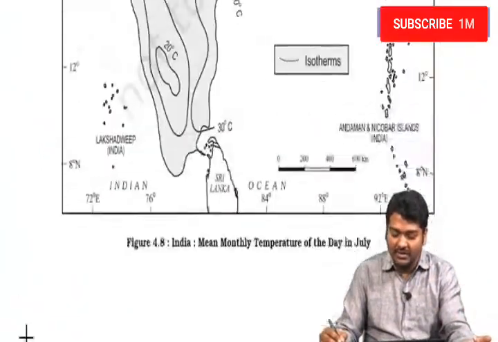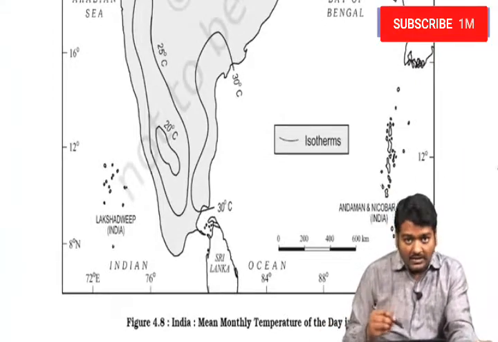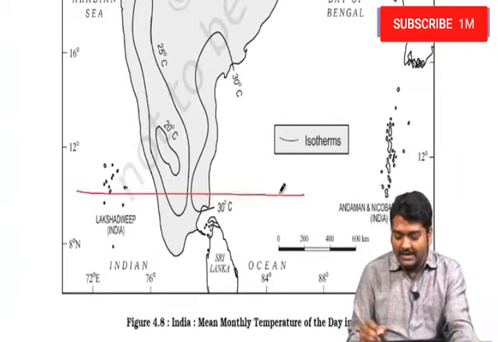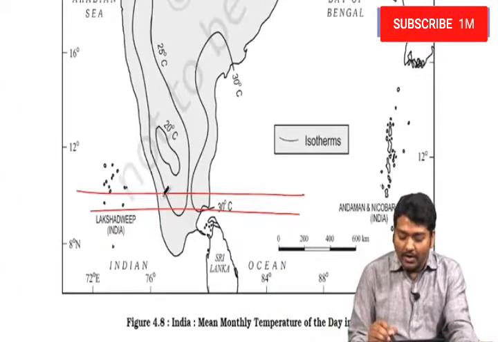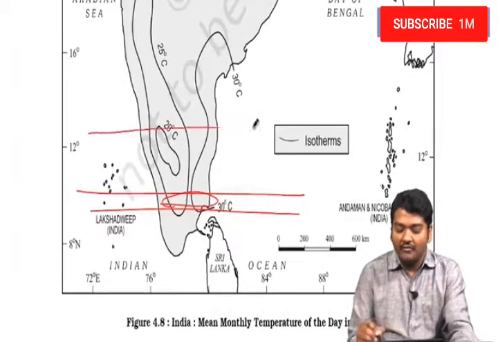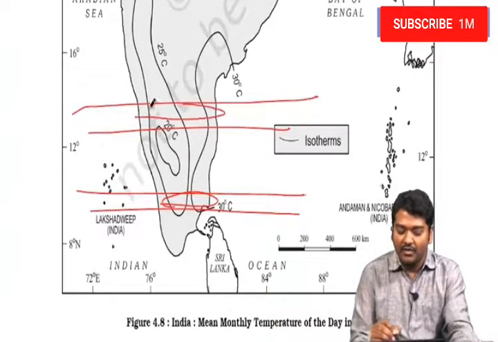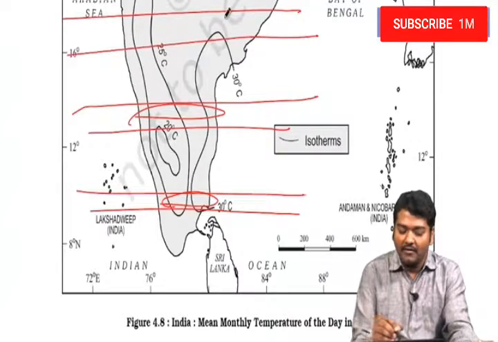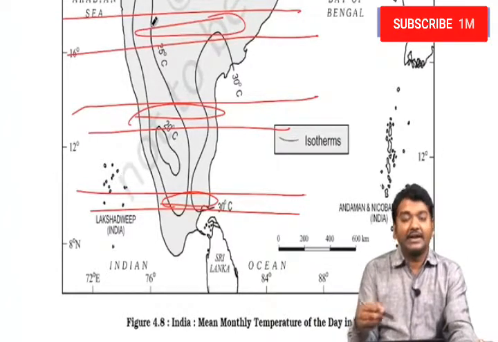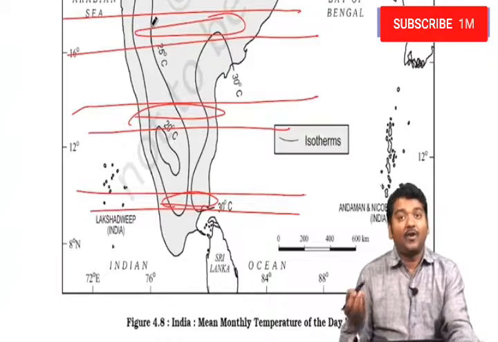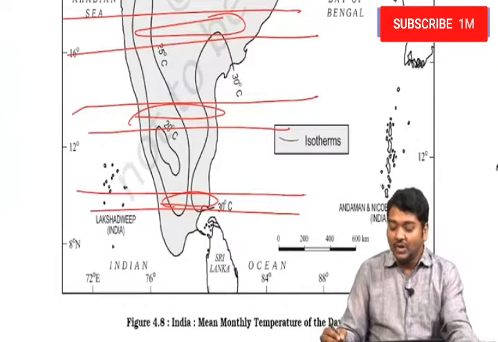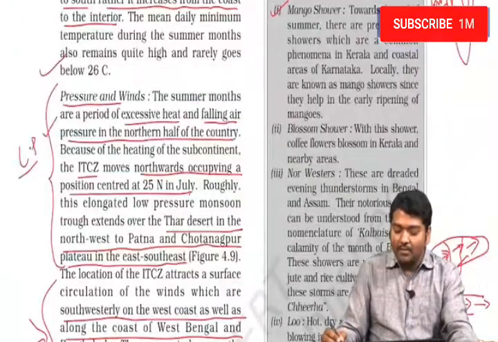So let me give you an example. When the sun is rising above, the ITCZ will be here, so rainfall will be here. When the sun shifts here, rainfall will be here. Again, rainfall will be here. Can you see, wherever the ITCZ shifts, the rainfall also increases. So this is what we call pre-monsoon showers.